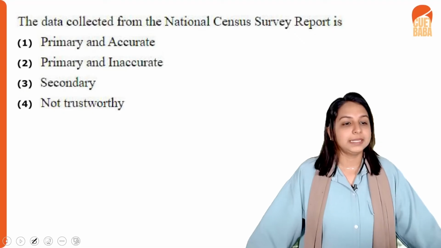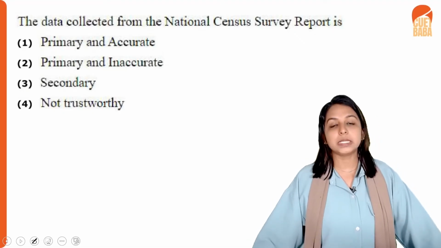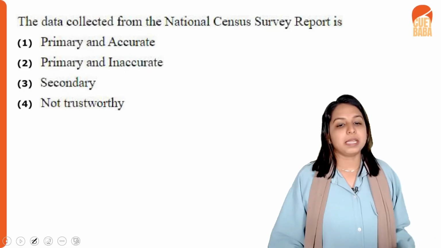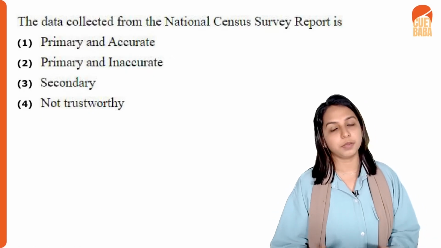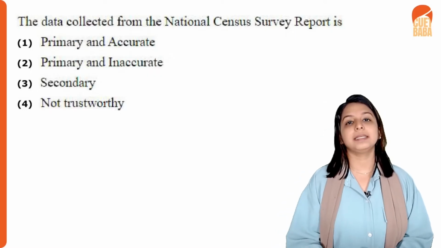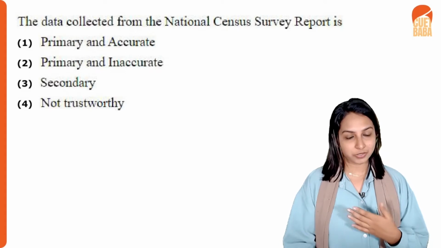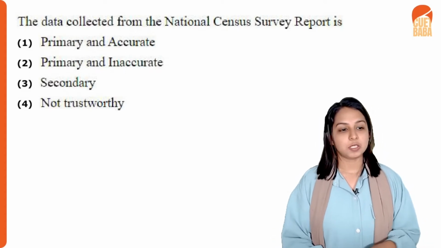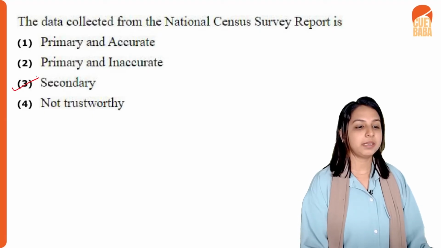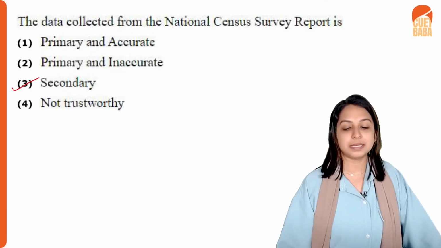Next question, the data collected from the National Census Survey report is. So this is a direct question. National Census Survey report means they will be collecting the data through census survey. So that is, they are collecting the primary data. If we are collecting the data from the National Census Survey, we are collecting the data which is already collected. So the answer will be secondary. It is the secondary data that we are going to collect from the National Census Survey.